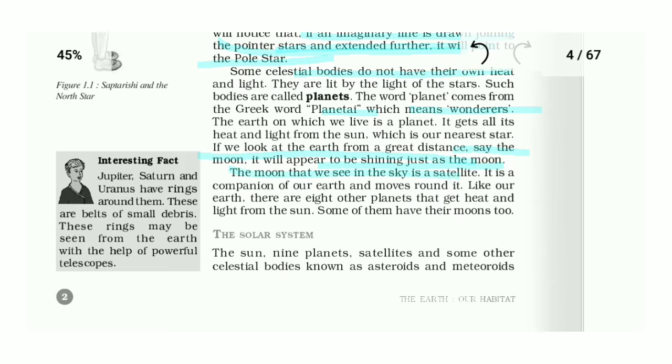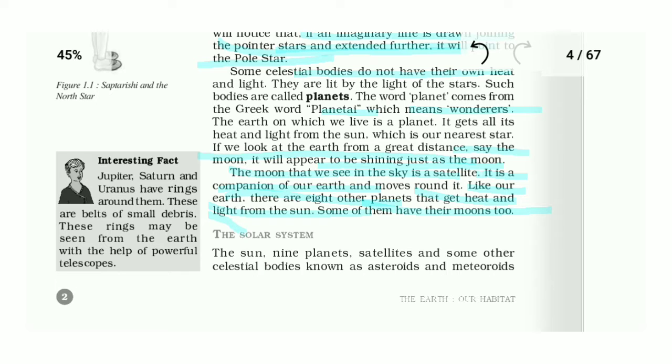The moon that we see in the sky is a satellite. As I said, it is a companion of our earth, and it revolves around the earth. And like our earth, there are 8 other planets that get heat and light from the sun. Some of them have their moons too. So there are 8 planets in our solar system that revolve around the sun, as we are revolving around the sun while living on the earth.